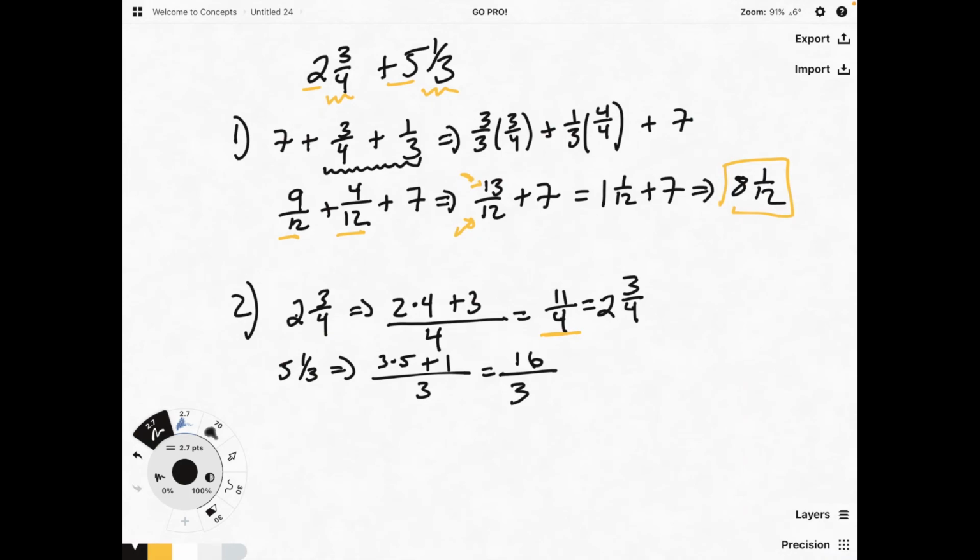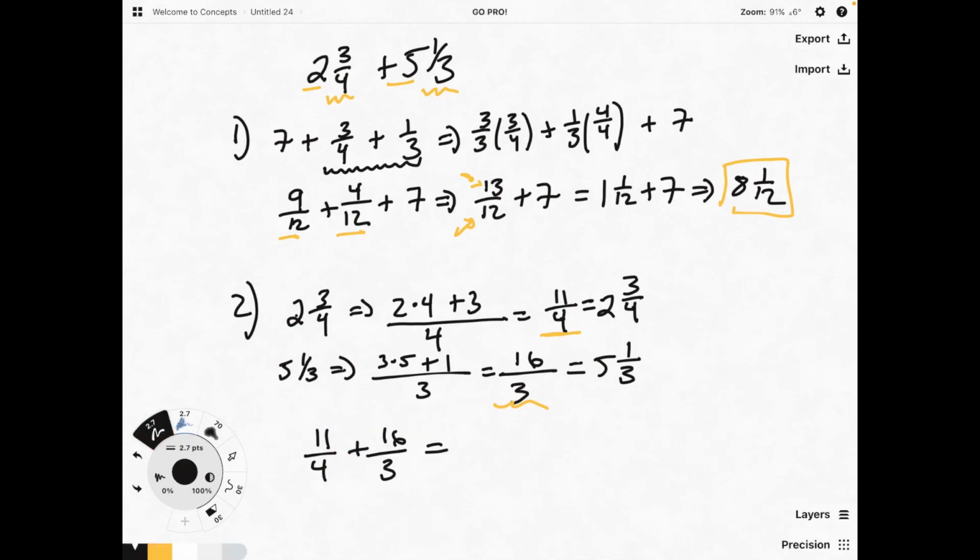Again, if we wanted to check our work, 16 divided by 3, 3 can go into 16 5 times, and 5 times 3 is 15. 15 means there's 1 left over, 5 and 1/3. So now we have our second term. All we need to do is now take 11 divided by 4 plus 16 divided by 3. We have to get the denominators, this number and this number, to be the same, and then we add the numerators together after we get the denominators to be the same.